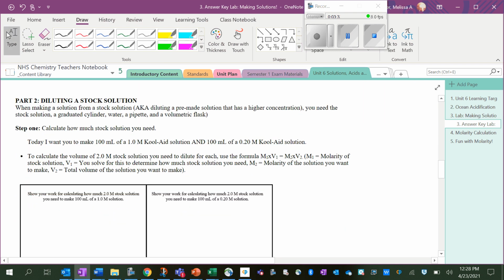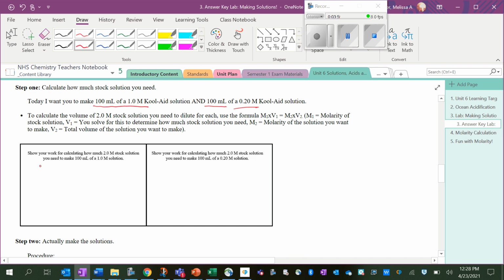Okay. What if you've already got a solution that's 2 molar? How can you dilute that solution in order to make your desired concentration? So let's say you want to make 100 milliliters of a 1.0 molar solution, and you want to make 100 milliliters of a 0.20 molar Kool-Aid solution. There's a new equation. It's M1 times V1 equals M2 times V2. So you put in the concentration of your stock solution, which is 2 molar. We don't know how much we need. That's what we're going to solve for.